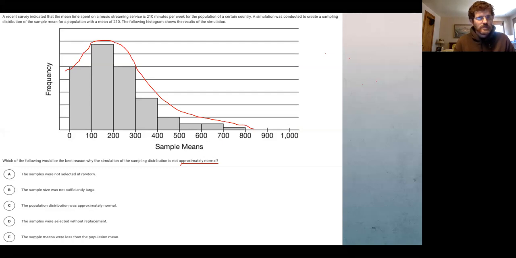Okay, so the way that we get a normal distribution, if we're doing a simulation, is we need to have a big enough sample size. Remember, this is basically your large counts condition. N times P has to be greater than or equal to 10, and N times 1 minus P has to be greater than or equal to 10. So in this case, we didn't meet that criteria, so we didn't have a big enough sample size.